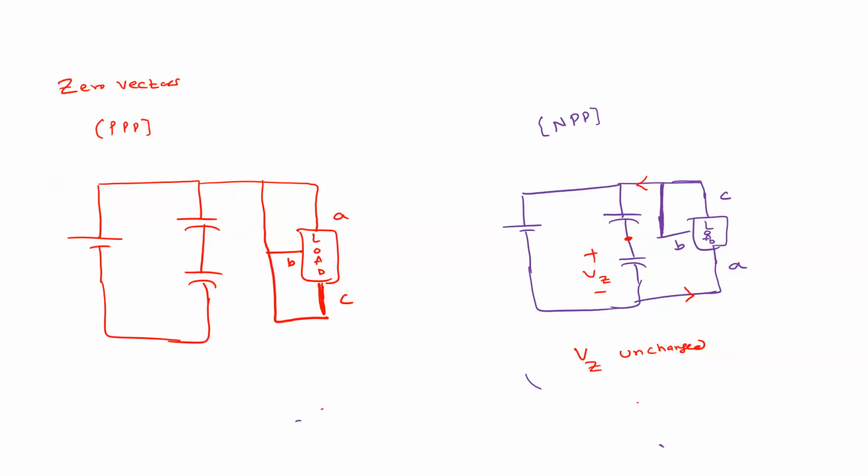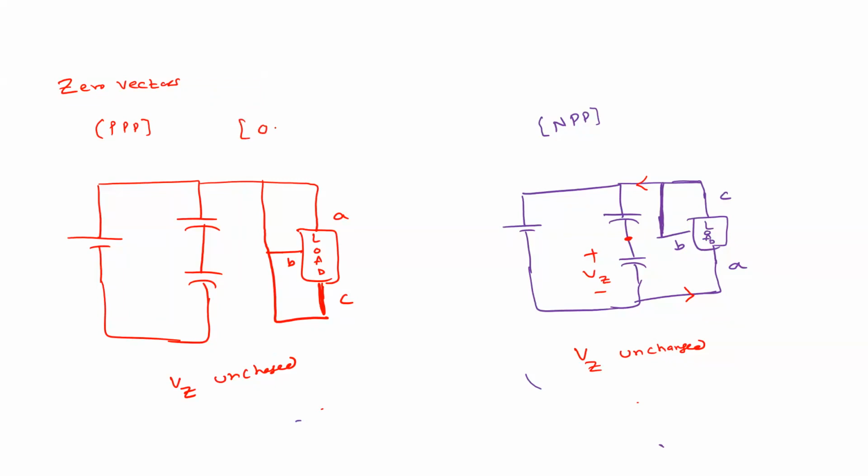Here, it is not delivering any current from the load itself, so the Vz is unchanged. There is no change in the Vz. The load terminals are short circuited and connected to the positive DC bus, but there is no return connection to the source. Therefore the load is freewheeling, and this Vz is unchanged. This is for PPP.